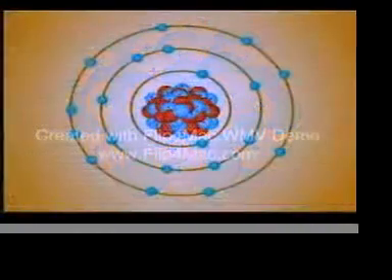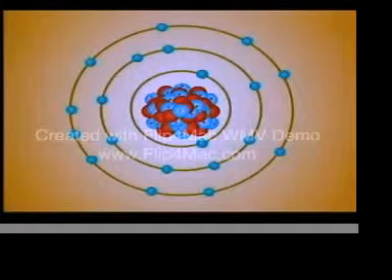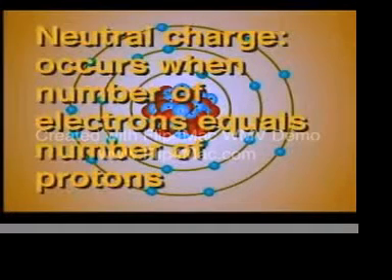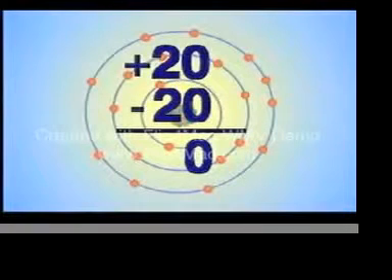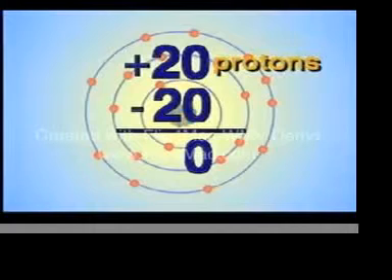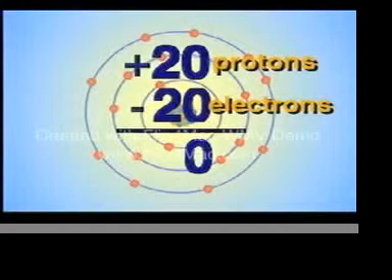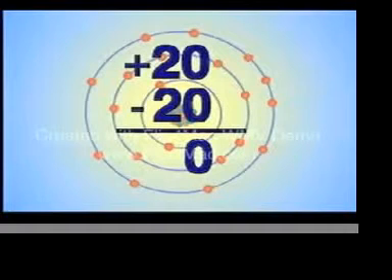In order for the atom to maintain an overall neutral charge, the number of electrons must equal the number of protons. Here, in our calcium atom, we have 20 positively charged protons that are balanced by 20 negatively charged electrons to make the overall charge 0.